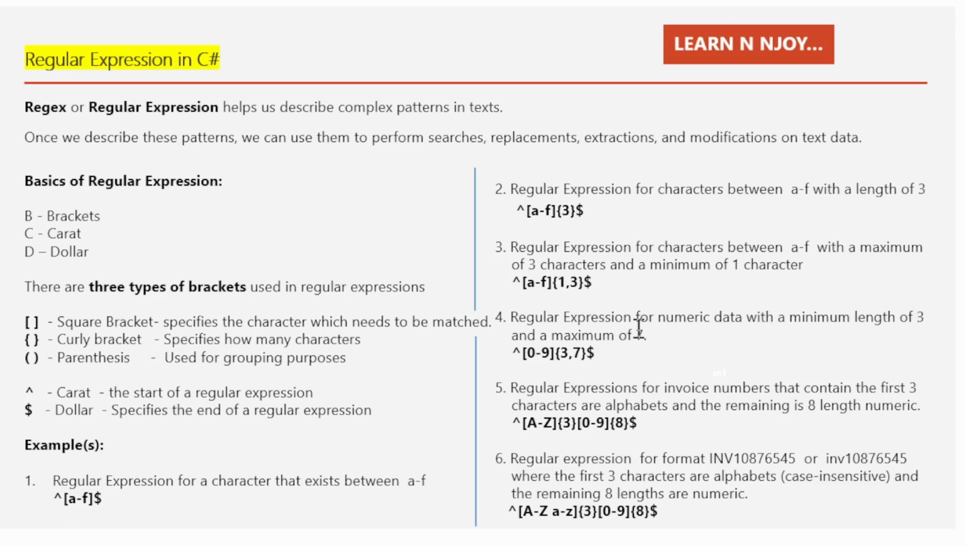How are we going to write it? Here, instead of alphabet, the requirement is for numeric data, which is 0 to 9. Again, minimum and maximum length requirements are there, so we need to use the curly bracket.